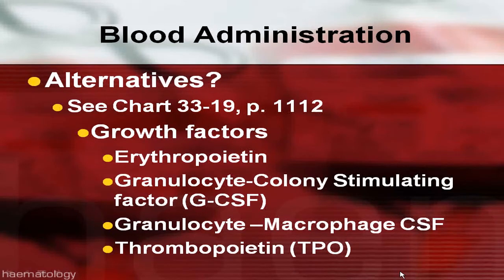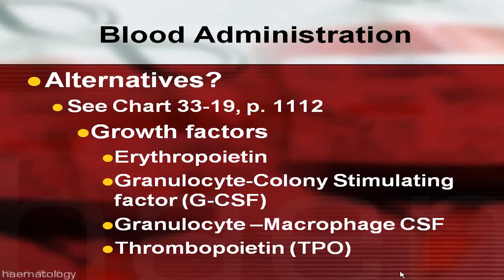And those are the growth factors. There's a chart in your book. It's on page 1112. Chart 33-19. And it lists all these different growth factors. We've spoken about erythropoietin. Where is that normally located? Or where does the body normally make it?